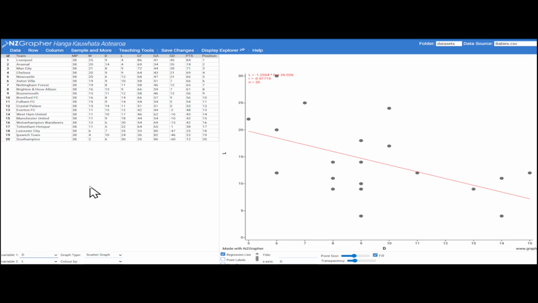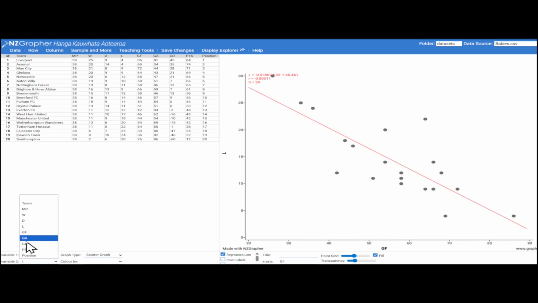Alright, is there a relationship between the number of goals scored and the number of goals conceded? So goals for is the number of goals that a team scores, and goals against is the number of goals that a team concedes, that get scored against them. So let's have a look at that one. Goals for and goals against.